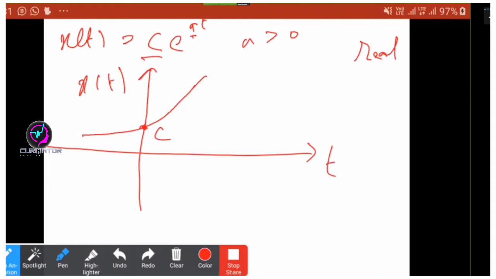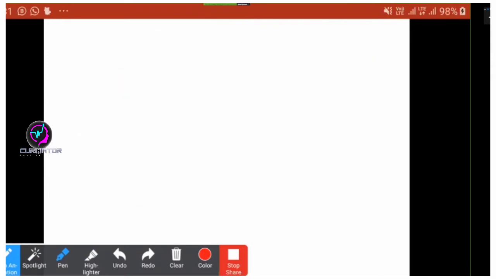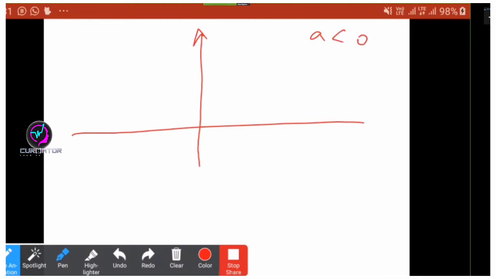In the second case, again, if c and a are real and a's value is less than 0, then our graph will be like this. The value of a will be less than 0 and x of t equal to c e power at. Here t is 0. It will be a decreasing exponential or decaying exponential. It will be like this. And this intercepting point is c.